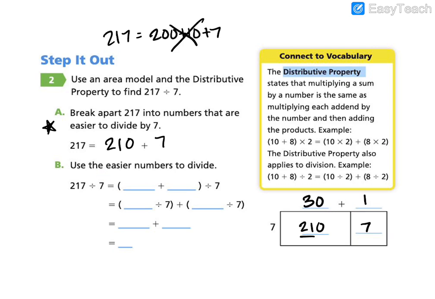Now let's plug it into our distributive property. 217 divided by 7 is equal to 210 plus 7 divided by 7. Each of these partial dividends must be divided by our divisor 7. So 210 divided by 7 and 7 divided by 7. 210 divided by 7 is still 30. 7 divided by 7 is still 1. We add our partial quotients to get our whole number quotient of 31.